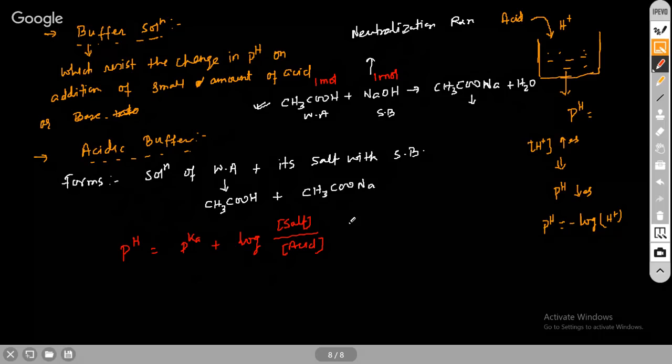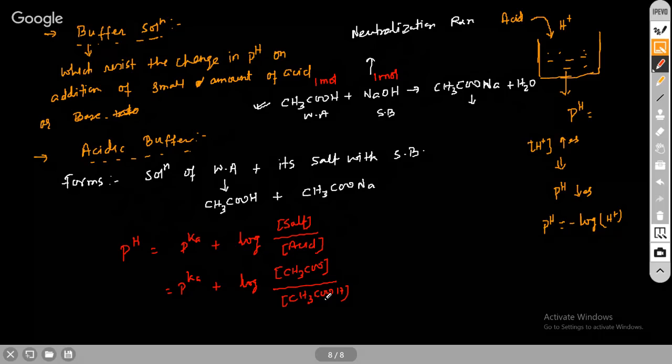Salt means what? Let me write this down again. pKa plus log of, I'm coming back to this again. Okay, just give me a second. Salt is CH3COO minus and acid is CH3COOH. This is the formula we have.